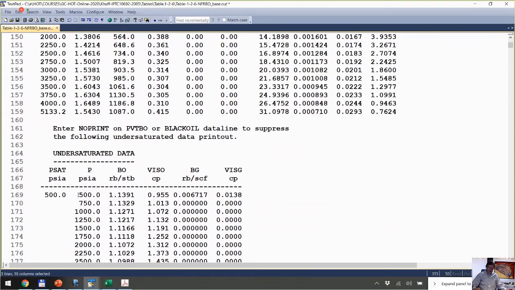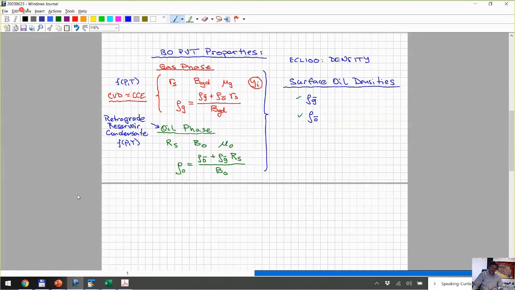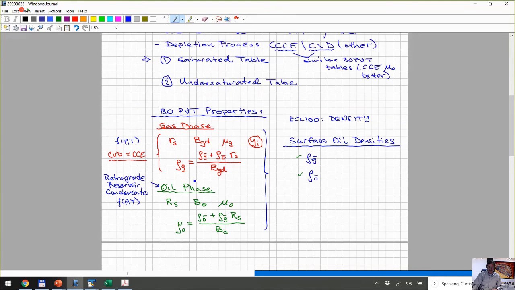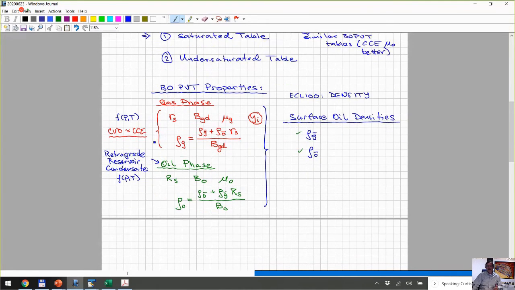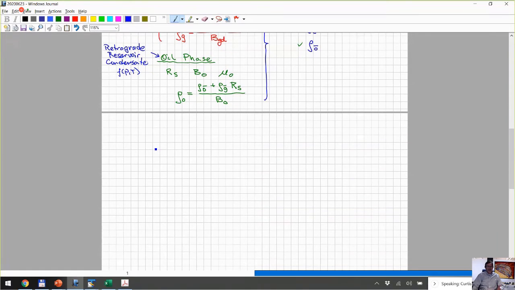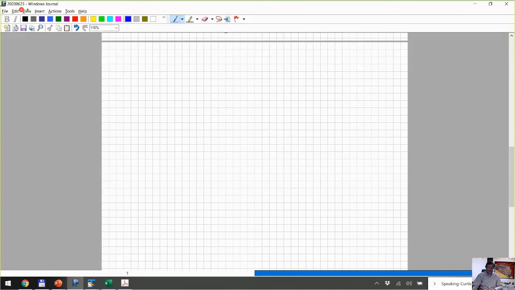Okay, so those are just examples of the Blackwell tables. You have a saturated table and an undersaturated table. Are there questions? It's a little bit confusing because, you know, the different simulators have different formats. The sensor format's different than the Eclipse 100 format, so you have to be a little bit careful in trying to understand them, okay? Are there any questions about using Blackwell properties?